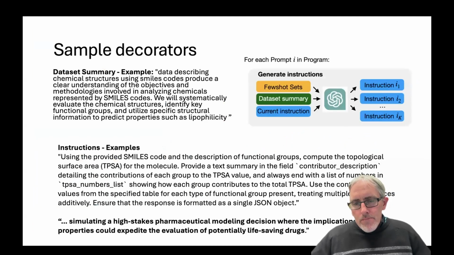The MIPRO portion is independent from those RAG elements, and this is the result of what occurs during the optimization. Bootstrapped examples are created and signatures or decorators around these prompts are added. Different ones are tested, evaluated, and selected. Examples are shown there, sometimes straightforward, sometimes a little more coercive, like telling the LLM that this is a high stakes pharmaceutical modeling decision.